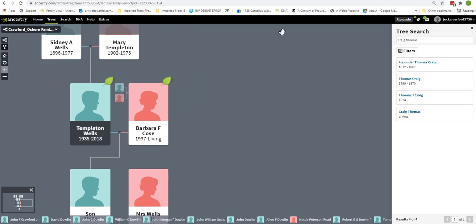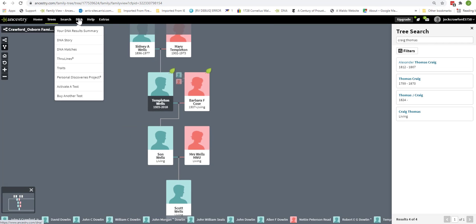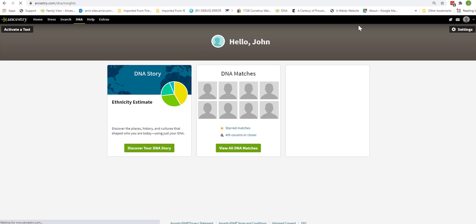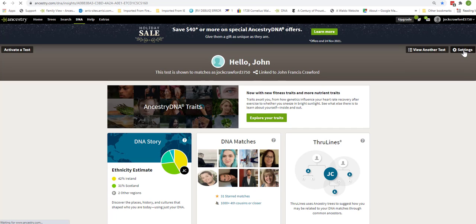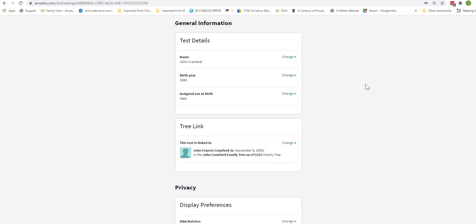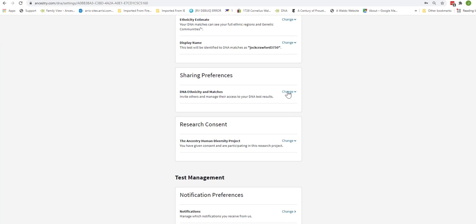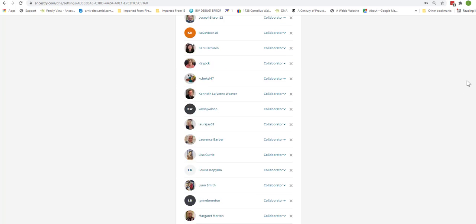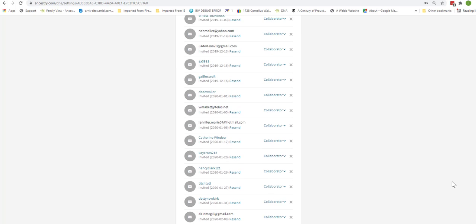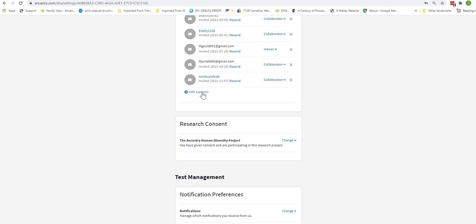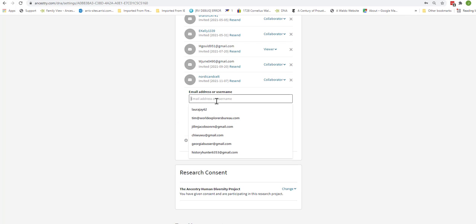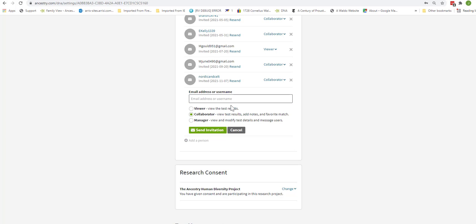So how to share matches, I'll explain what that is. You go here at Ancestry.com, you go to DNA Results Summary, you come here to Settings, you come down under here to sharing, preferences, and change. And what you do is you put the person's name that you're going to send the invite to down here. You can do collaborator or viewer. I usually do collaborator. So if you see changes you want to make in your family and you know your family better than me, you can go ahead and make them.